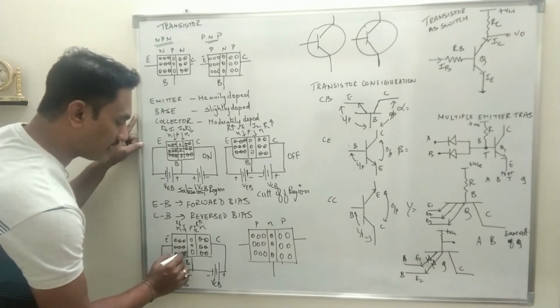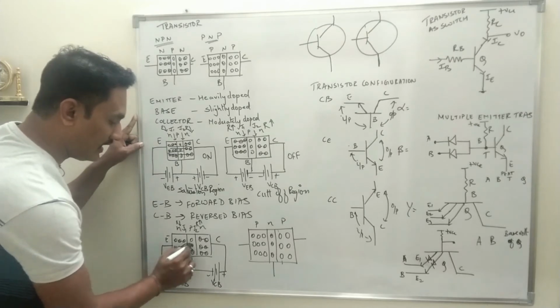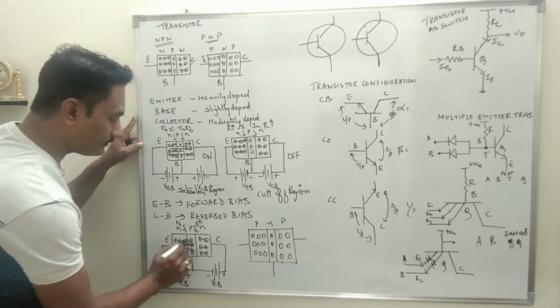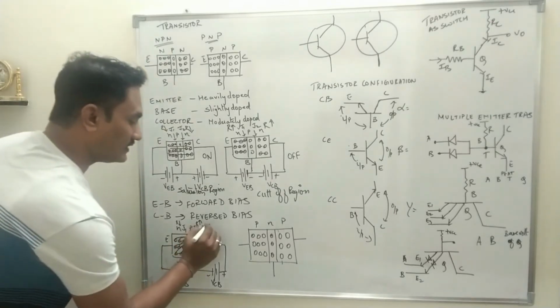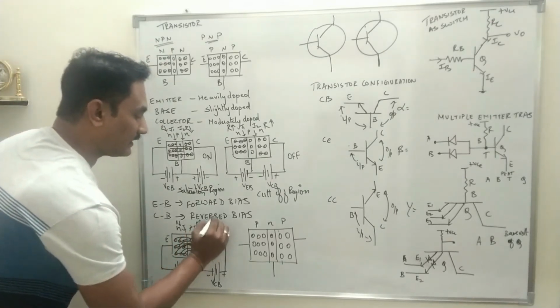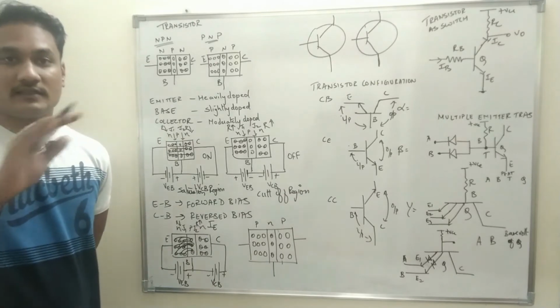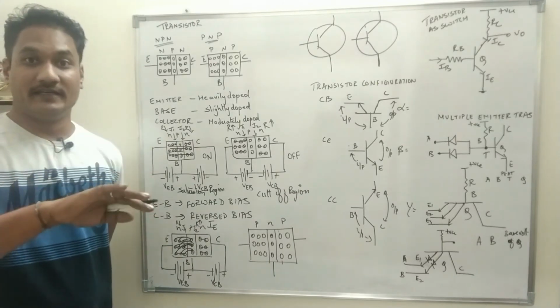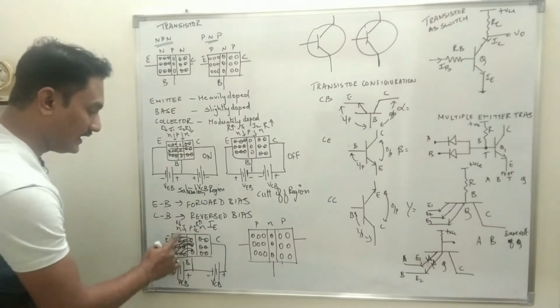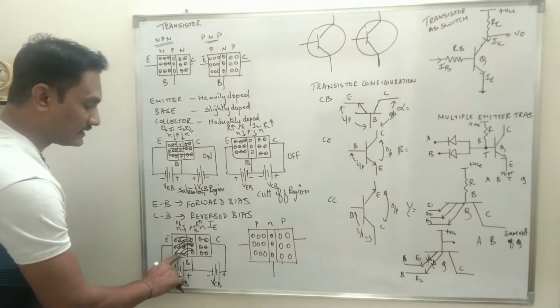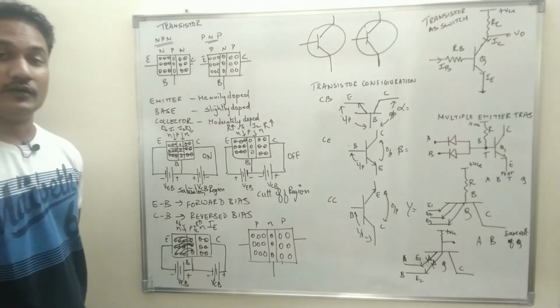What happens is, a large amount of electrons will be repelled by the negative terminal and they will move into the base. That will constitute emitter current IE. All the charge carriers, that is why it is named emitter, it emits the charge carriers into the base. So when the emitter base junction is forward biased, a large amount of free electrons enter into the base.